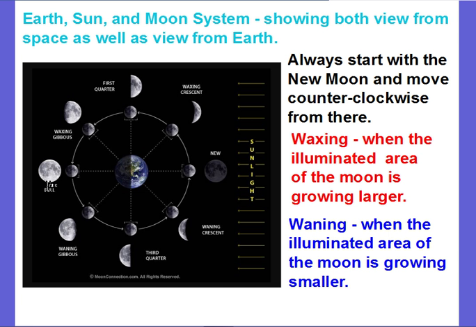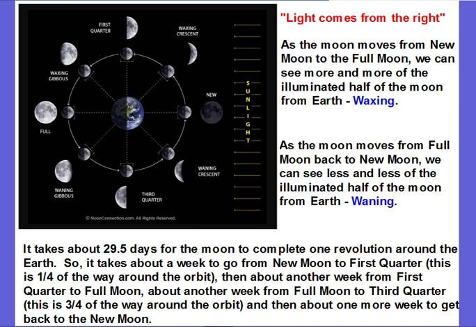Then the process reverses. We start seeing less and less of the lighted half. Okay, we see a little less than the whole thing, only half of the lighted part, a crescent, and then back to nothing. So again, this process of waxing and waning: waxing is from new moon to full moon. You're getting more and more light, and the light is on the right. And then waning is less and less light, and the light is on the left.